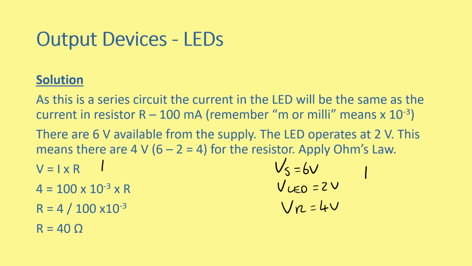1 mark for the equation, 1 mark for the substitution, 1 mark for the final answer. So this is an A-type question that's worth 4 marks. But if you don't do the first step, if you don't work out that 4 volts, then you'll only end up with 1 mark coming from using the equation.